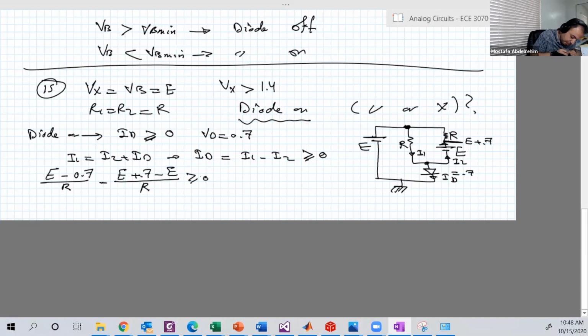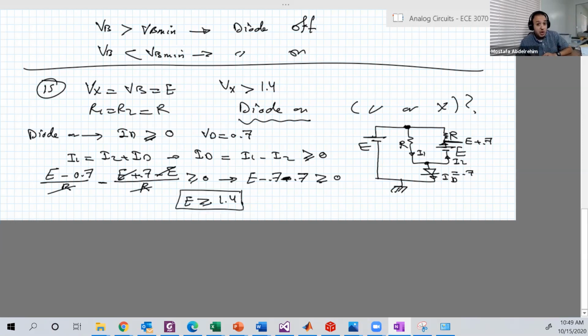Okay. This will go with this, and you can multiply by R. So this will be reduced to E minus 0.7 minus plus minus 0.7 again, because the minus will go there, so it will convert this to minus again. Minus 0.7 larger than or equal to 0. So E should be larger than 1.4 if the diode is on.